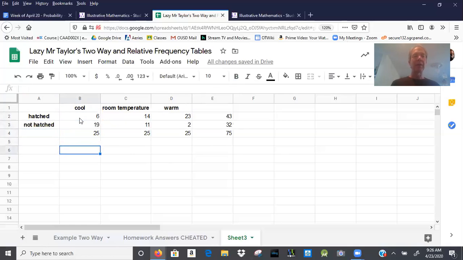So one way I could figure that out, this would do the math for me, is I could do equals 6 divided by 75, which is the total, and that gives 0.08. That is one way I could do it. The other way I could do it is I could say equals whatever that cell is, which is B2, divided by this cell over here, E4.